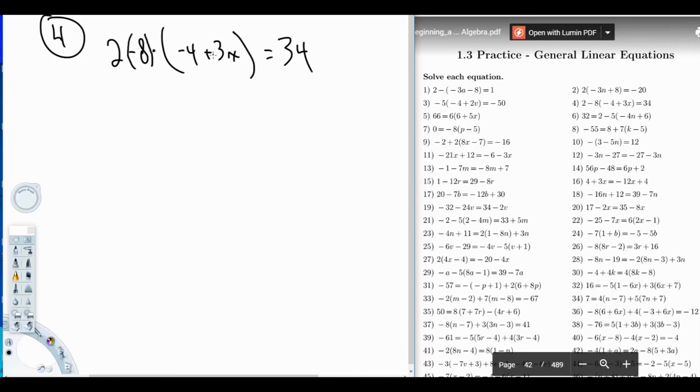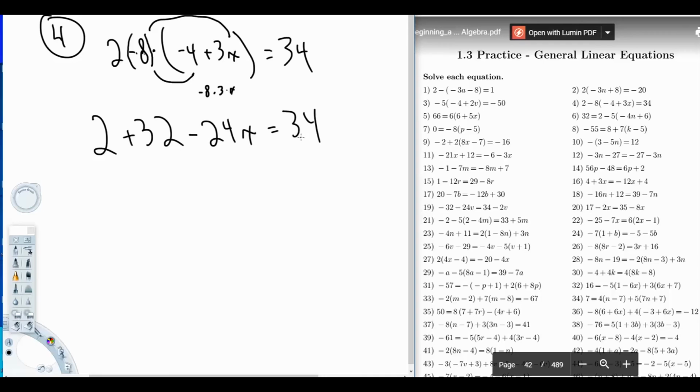We're faced with the same problem here. We have an unknown and a known. They're not like terms. We can't add or subtract them. So we will use the distributive property to solve for this. So 2 minus 8 times minus 4 equals plus 32. Minus 8 times plus 3x equals minus 24x, because that's really minus 8 times 3 times x, right? Equals 34. Oh boy, I can see where this is going. 2 plus 32 equals 34, minus 24x equals 34.